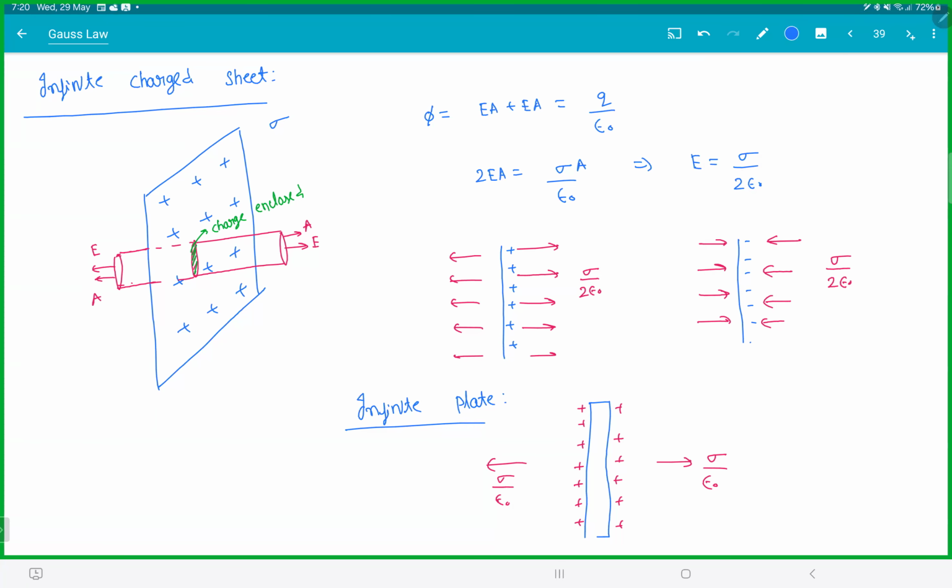See, the problem is this: if you take a sphere like this, there is no restriction. But the field is like this, the area is like this, so you can't calculate the flux, no? So choose a Gaussian surface such that there is some symmetry so that you can calculate the flux easily. The whole story is about calculating flux. Clear, everyone?